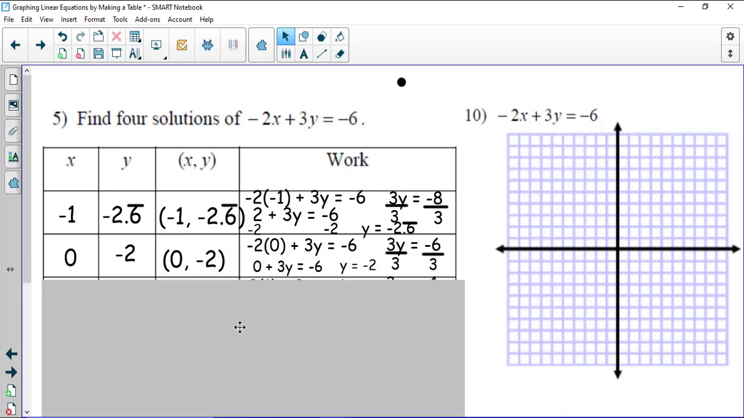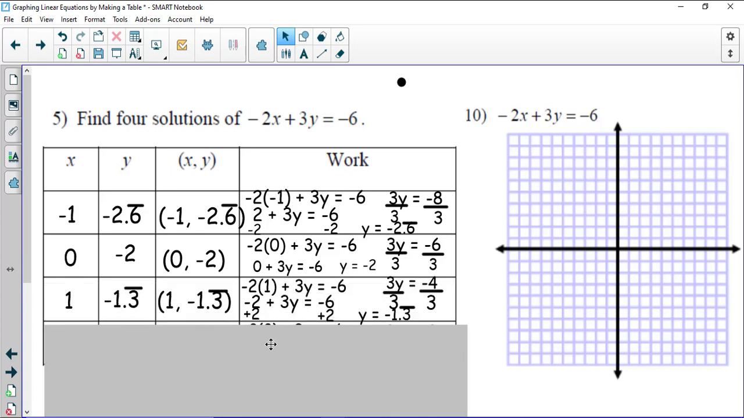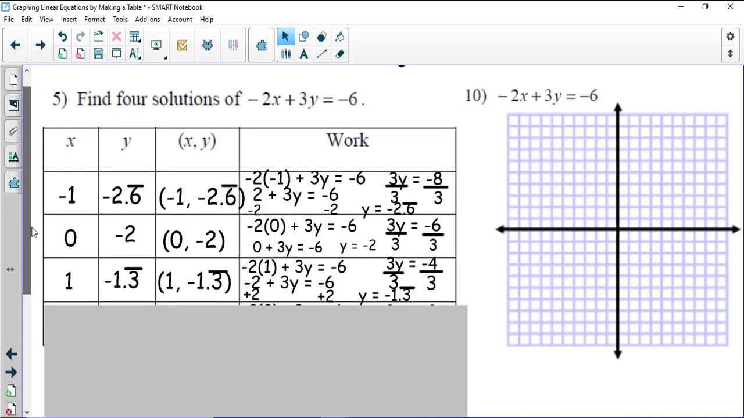All right, we've got 0. Replace x with 0. Negative 2 times 0 is 0. That leaves us with 3y equals negative 6. Divide both sides by 3, we get y equals negative 2, so that ordered pair is 0, negative 2. Replace x with 1. So you have negative 2 times 1, which is negative 2. Add 2 to both sides to get 3y equals negative 4. Divide both sides by 3 to get y equals negative 1.3 repeating.